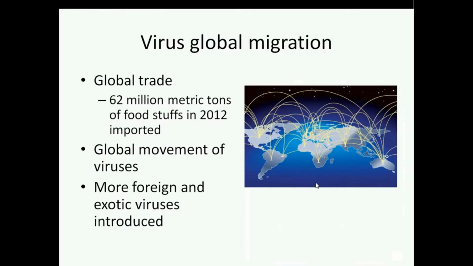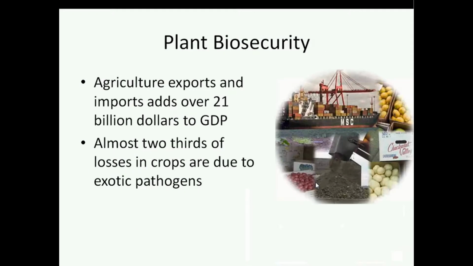Viruses are moving all around. Some of these numbers are a little bit old, but in 2012, 62 million metric tons of foodstuffs were imported into the States. It just leads to a large number of ways that a virus or another pathogen can enter into the United States.